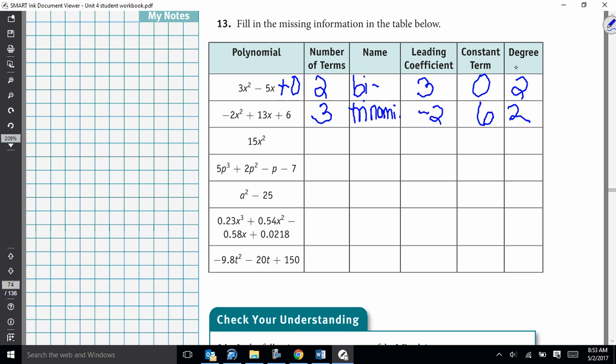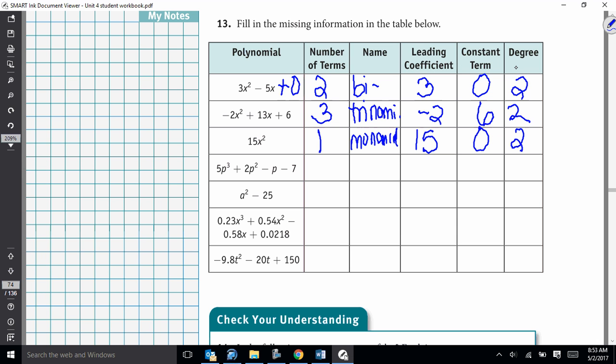All right, so for the next one, how many terms do we have? 1. So what would you call that one? Monomial. And the leading coefficient is 15, the number in front. Our constant term is 0 because we're adding 0 to the end. And then what's our degree? 2.